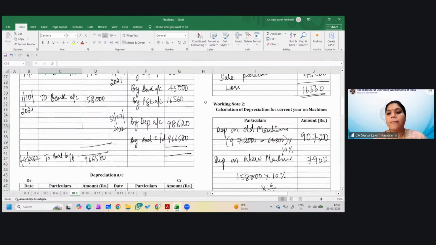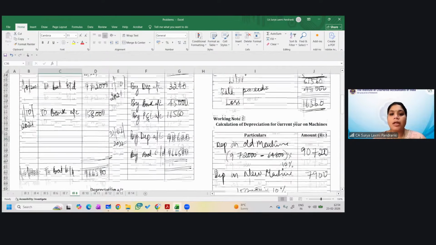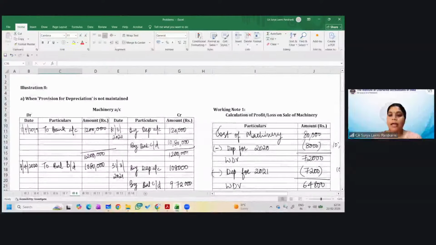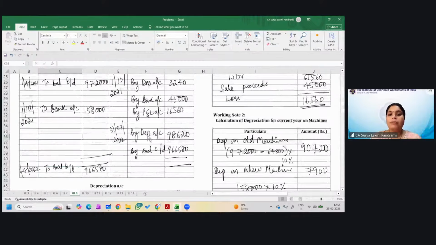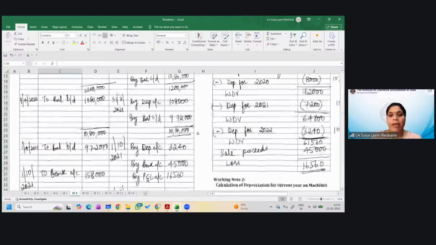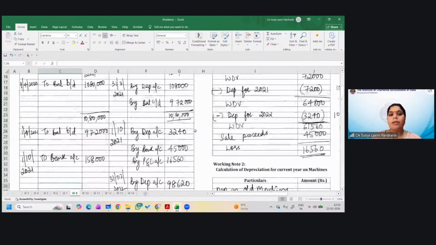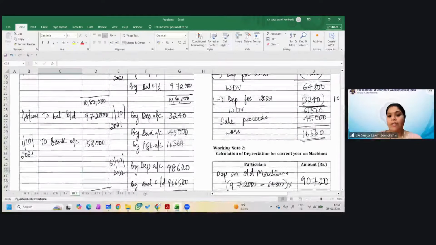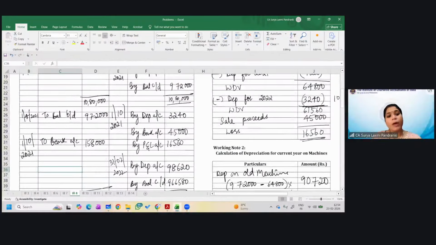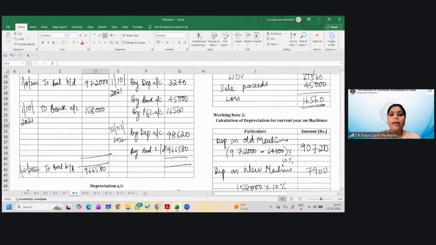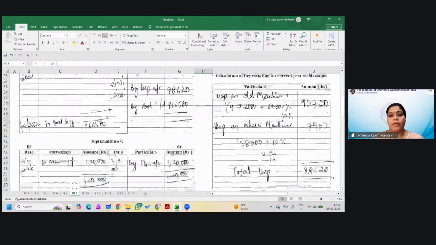Any questions in this? So this method or this kind of accounting is done when you are actually not maintaining provision for depreciation account separately, right? In this, we have recorded the normal depreciation for 2 years, and in the third year you sold that machinery, so that is recorded. You have purchased one more machinery, that is also recorded, and depreciation for old one, new one, everything has to be calculated, and then we are doing this machinery account. I hope this is clear.